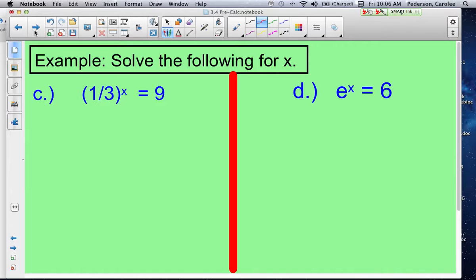The first method, okay? So I need to rewrite both sides so they have the same base. They're both exponential. So how do we rewrite one of those two sides so they're exponential? Oh, you want to take the natural log of both sides? Yeah. Oh, that method, the second method then. So take the natural log of both sides.